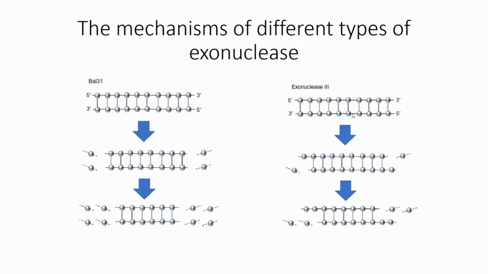And here's just an exonuclease example, like BAL 31. You can see they can degrade both strands, 5' to 3', 3' to 5'. They degrade both strands. And exonuclease III can only degrade double-stranded DNA from the 3' end. That's the exonuclease. They degrade just one strand.